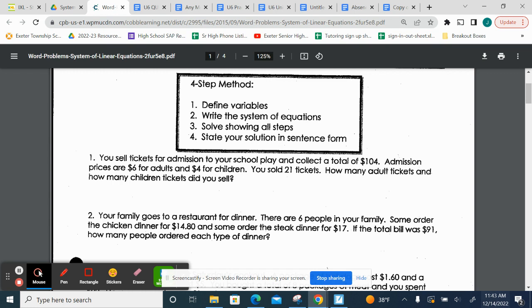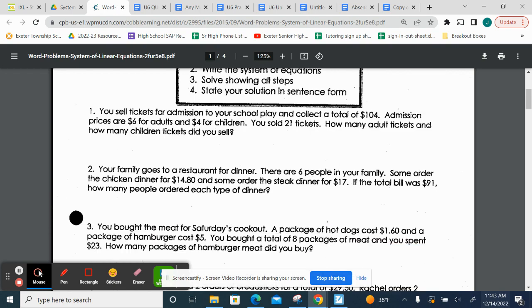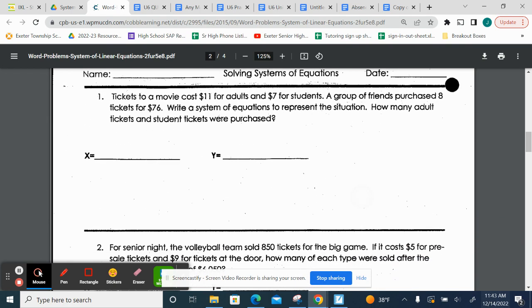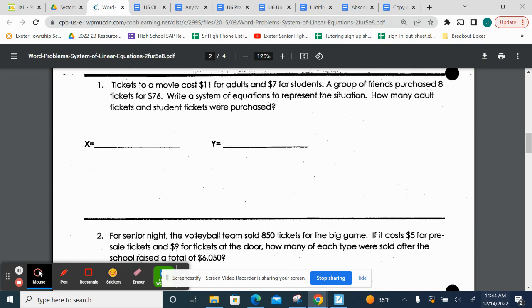It says 4-step method: define your variables, write the system, and then obviously the rest of it, once we get the system, is a lot like the videos from yesterday. So let's read the problem here. All right, and so let's follow those steps.